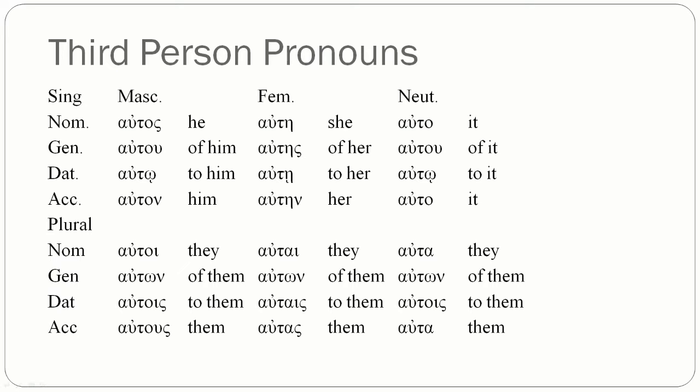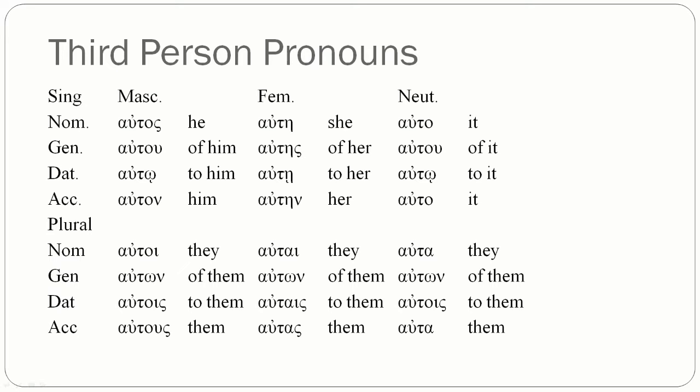Nominative plural for the feminine, autai, they. Genitive plural, auton, omega nu always in the genitive plural, of them. Autais, to them, and autas, them. Something that I should mention about these third-person pronouns: they do have gender, and so if it's just used by itself, it will mean he, she, or it, him, her, or it, they, and them.